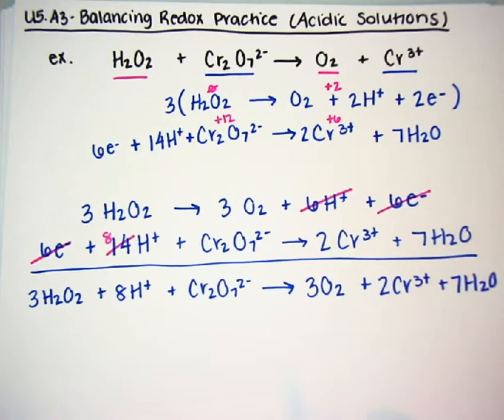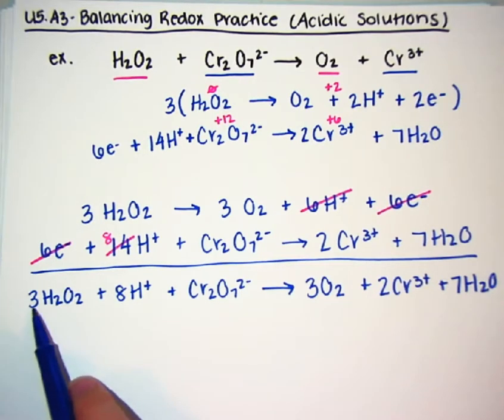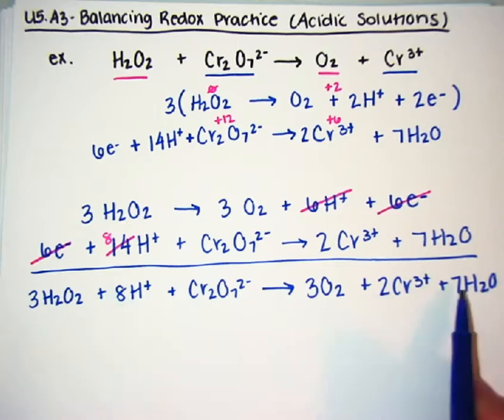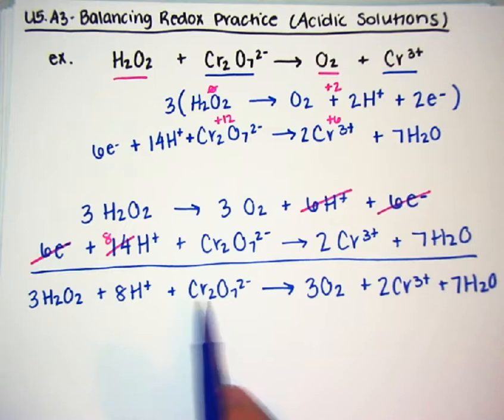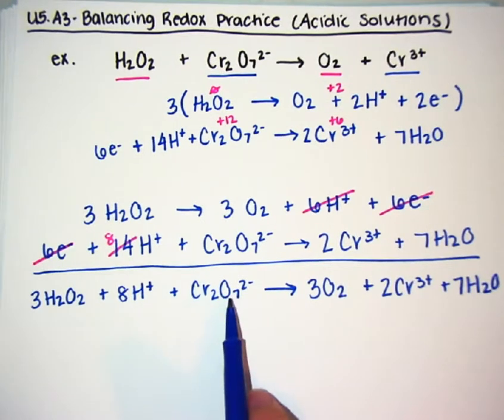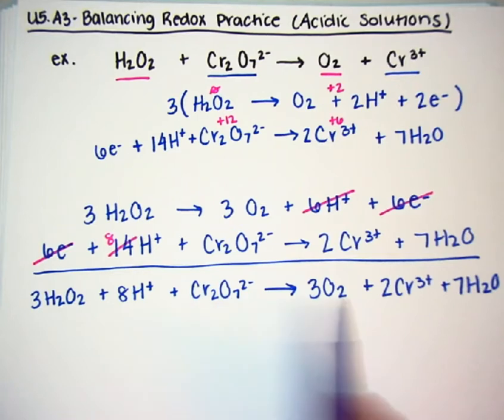Your last step should be to go through and make sure that it balances. 3 times 2 gives me 6 hydrogens, plus 8 is 14. 7 times 2 is 14. 2 chromiums, 2 chromiums. 3 times 2 is 6 oxygens, plus 7 gives me 13. 3 times 2 is 6, plus 7 gives me 13.